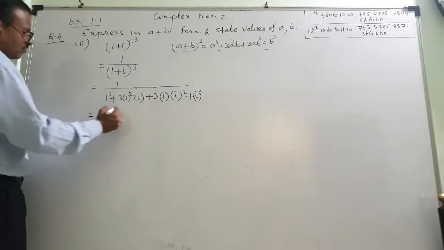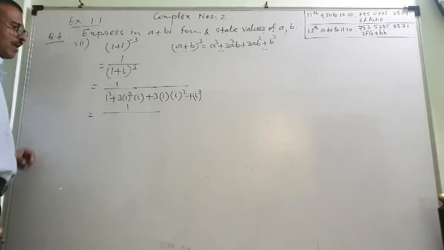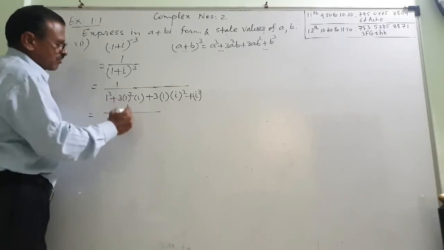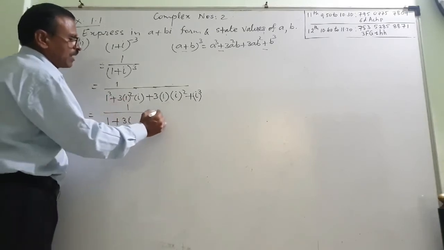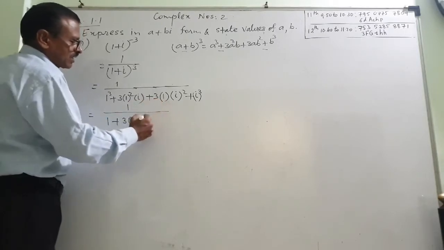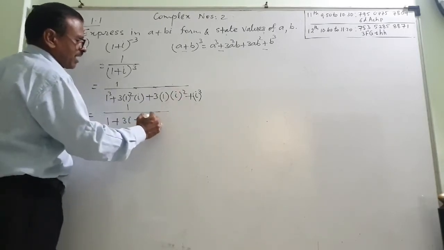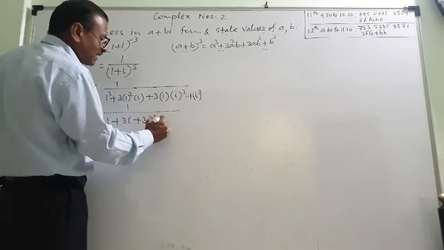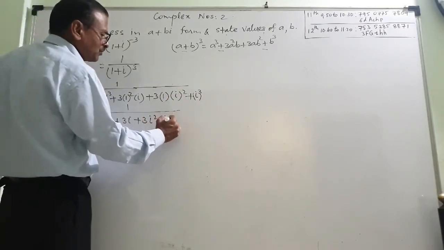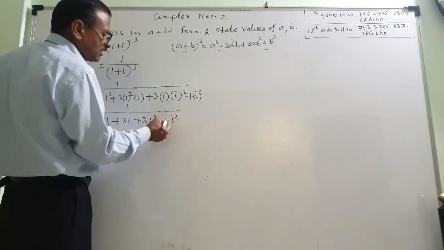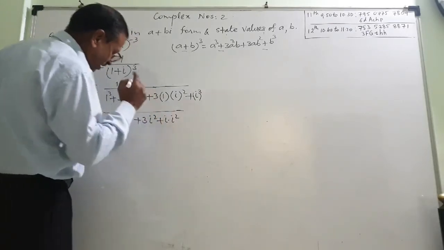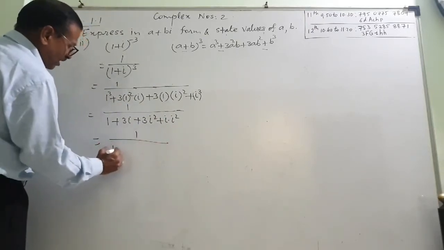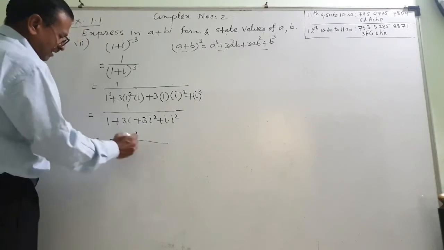So that is equal to 1 upon 1 cube is 1 plus 3i plus 3 1 square is 1, so 3 ones are 3, it is i square. Now this is i cube. I cube I will write as i into i square. The point means it is multiplication. So that is equal to 1 upon 1 plus 3i.